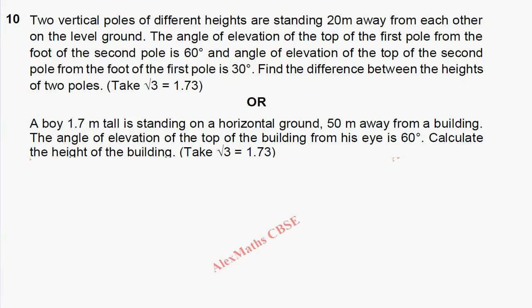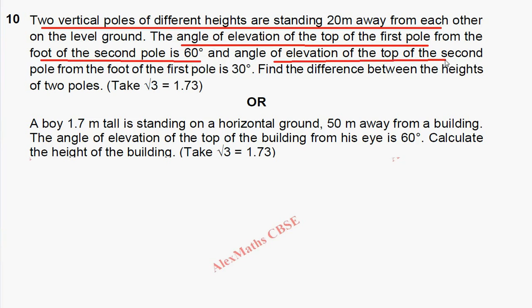Question number 10. They have given two vertical poles of different heights standing 20 meter away from each other on the level ground. The angle of elevation of the top of the first pole from the foot of the second pole is 60 and the angle of elevation of the top of the second pole from the foot of the first pole is 30. We have to find the difference between the height of the two poles and we have to take the value of root 3 as 1.73.